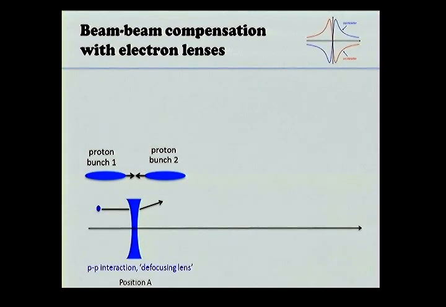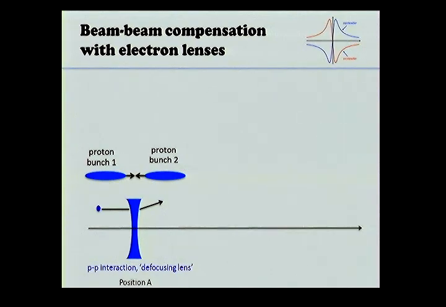Since the beam-beam reduces the luminosity, is there a way to compensate the beam-beam interaction? The answer is yes. So let's first check the beam-beam interaction. When two proton bunches collide, one particle from bunch 1 goes through proton bunch 2 and gets repelled away from the bunch center, the center orbit. Proton bunch 2 actually acts like a defocusing lens.